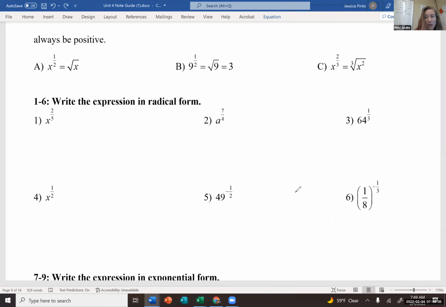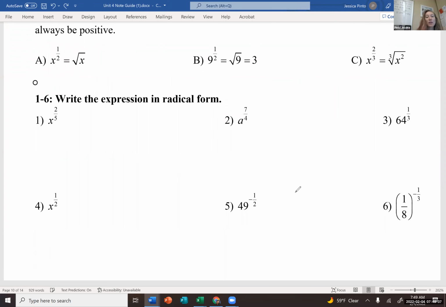So we want to write the expression in radical form. So for number 1, we'll start. I see that the base is x. So I know that it's going to be in radical form. The base is x, so that's the number that goes inside. Then the denominator of the fraction is 5, that goes in the pocket. This is saying the 5th root, and the exponent of 2, so it's the 5th root of x squared. That's it.